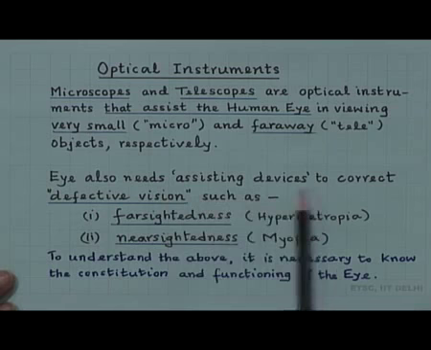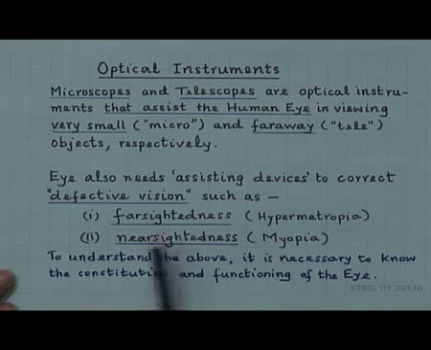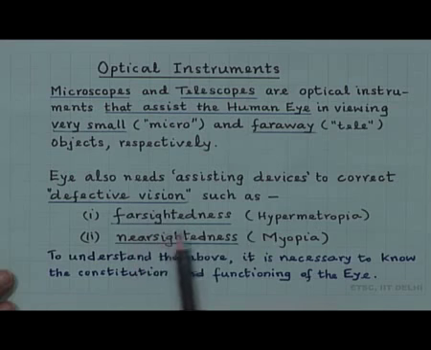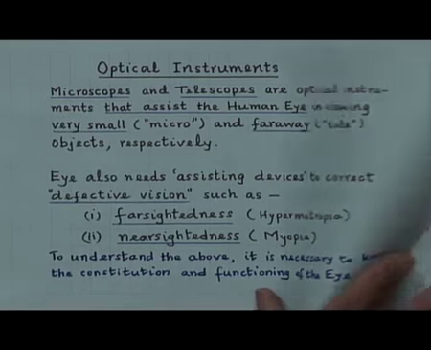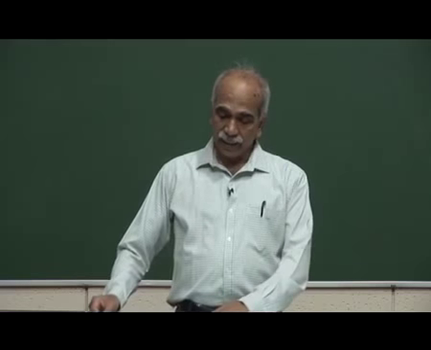The eye also needs assisting devices to correct defective vision, such as far-sightedness, which is also called hypermetropia or hyperopia, and nearsightedness or myopia. To understand the above, that is the functioning of a microscope, a telescope, and what we mean by these defective visions, it is necessary to first know the constitution and functioning of the eye. So, let us see the eye as an imaging device.